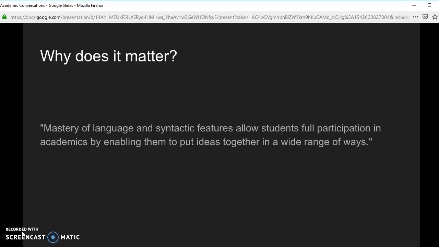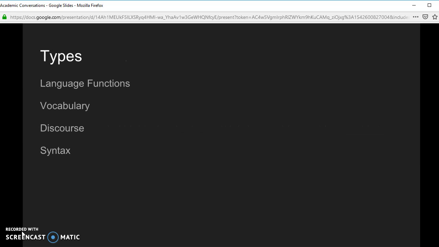Why does it matter? Well, hopefully the answer is somewhat intuitive, but according to the text, mastery of language and syntactic features allows students full participation in academics by enabling them to put ideas together in a wide range of ways. Essentially, academic language is useful for allowing students to participate in the classroom and allow them to communicate their ideas succinctly and successfully. There are four primary types of academic language that this presentation will be focusing on. They are language functions, vocabulary, discourse, and syntax.